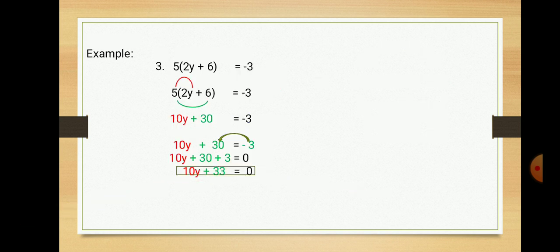Then, for example number 3. The given is 5 multiplied by 2y plus 6 equals negative 3. So 5 times 2y is 10y. 5 times 6 is positive 30 equals negative 3. The equation will become 10y plus 30 equals negative 3.